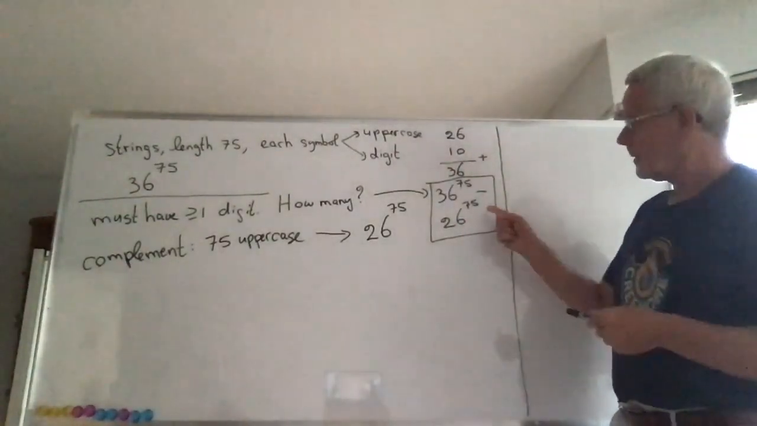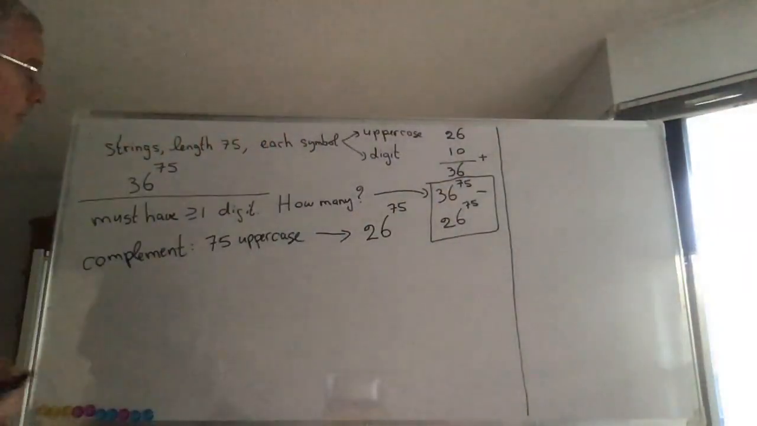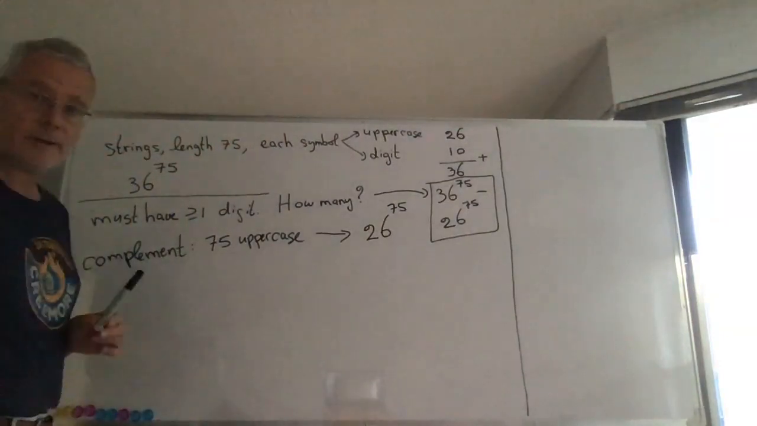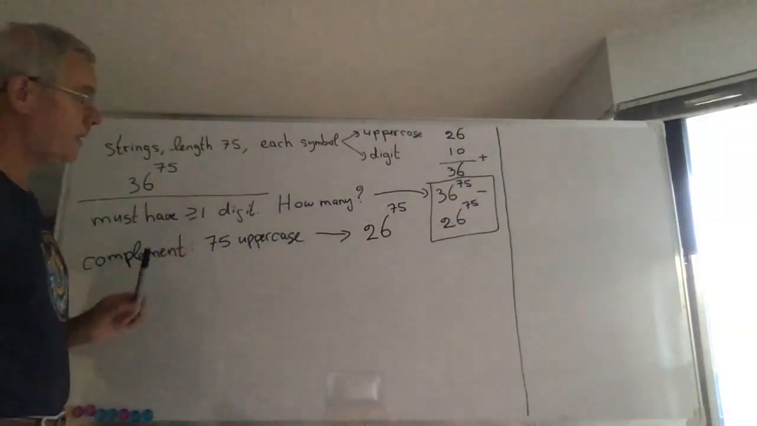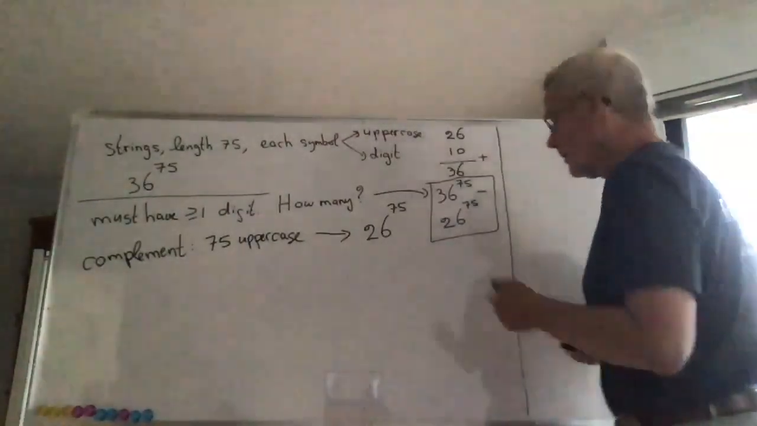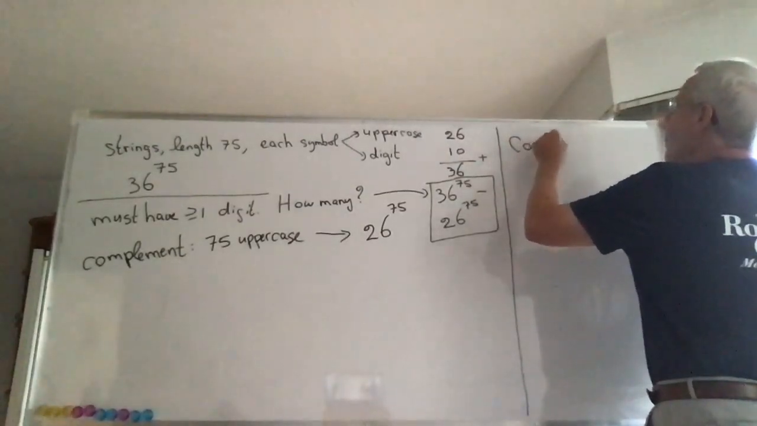Now of course this is a huge number. That's not a very nice number, but this is an easy way to count strings of length 75 that contain at least one digit. So the rule for this is called the complement rule.